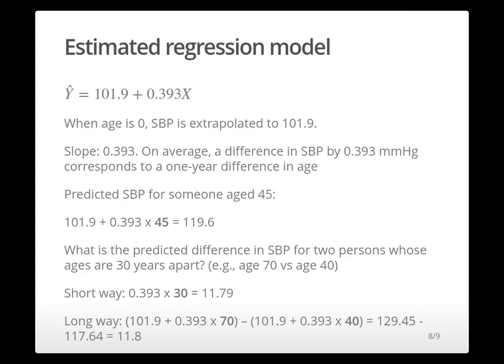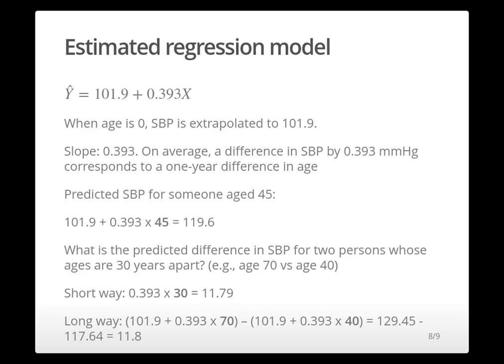Let's play a little with these numbers. What is the value of systolic blood pressure for someone aged 45? Suppose someone is aged 45, and we predict systolic blood pressure of the person based on her or his age only. Then, according to this regression model, it is 101.9 plus 0.393 times 45, which is 119.6, or about 120.